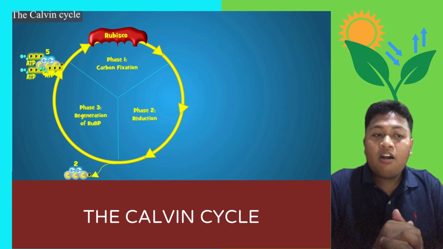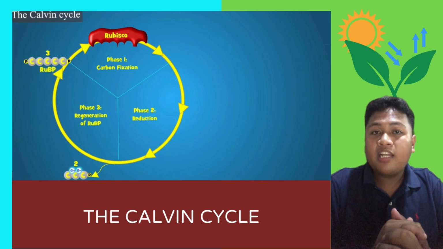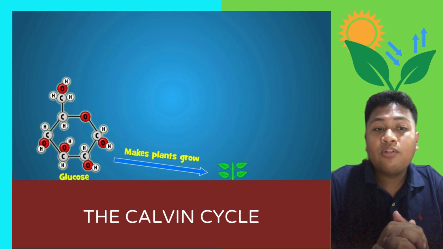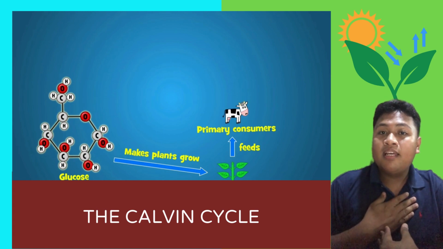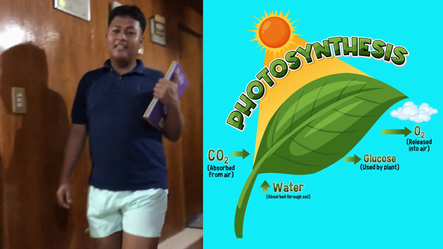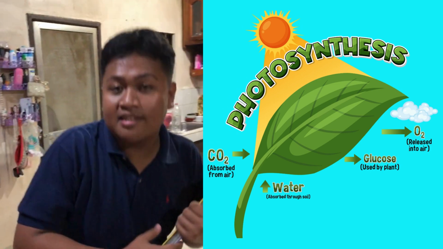The reactions of photosynthesis produce glucose and other organic compounds, which are what enable plants and algae to develop and sustain almost all life on Earth, including me, you, us. I hope you have learned something from this video, guys, about the light-dependent reactions and the Calvin cycle in photosynthesis.